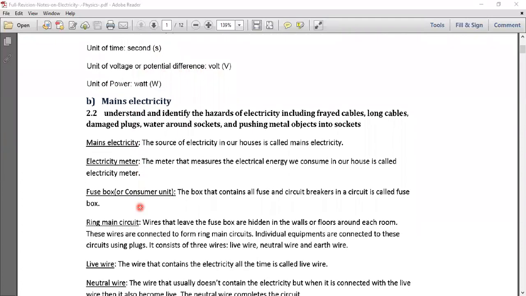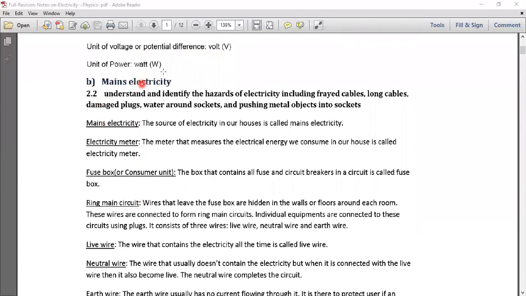Okay, and now we'll be discussing mains electricity. So what is mains electricity actually? Understand and identify the hazards of electricity, including frayed cables, long cables, damaged plugs, water around sockets, and pushing metal objects into sockets. So what is mains electricity? The source of electricity in our houses is called mains electricity. That is, the electricity we use at our home is known as mains electricity. That is the main source of power.